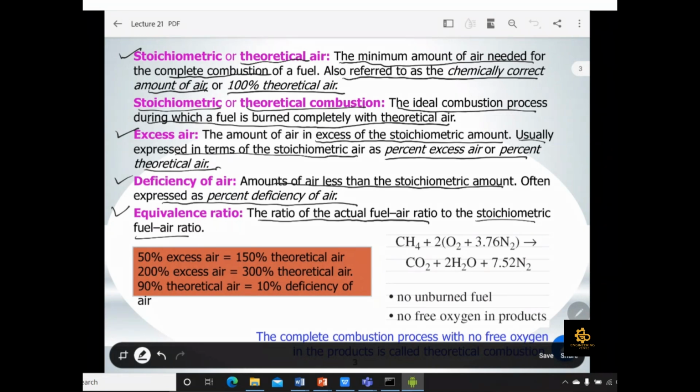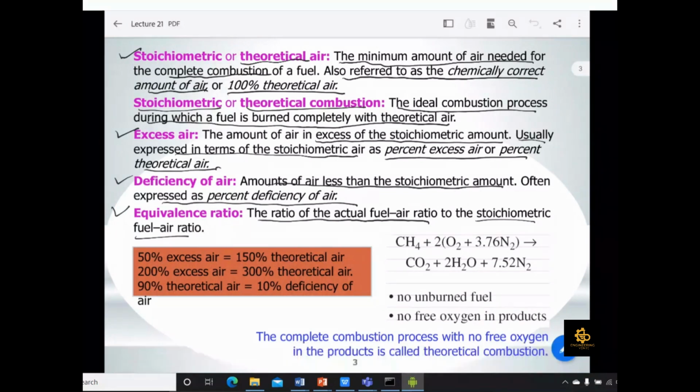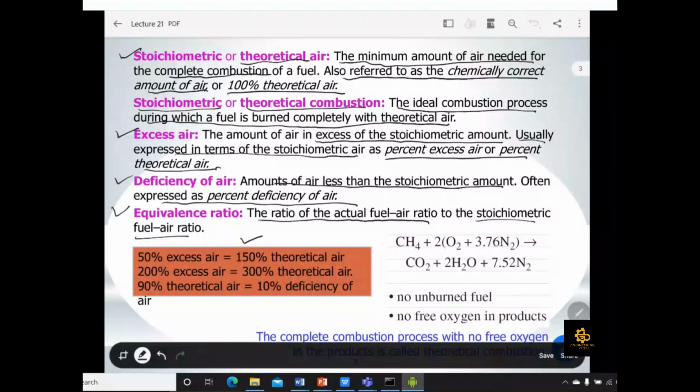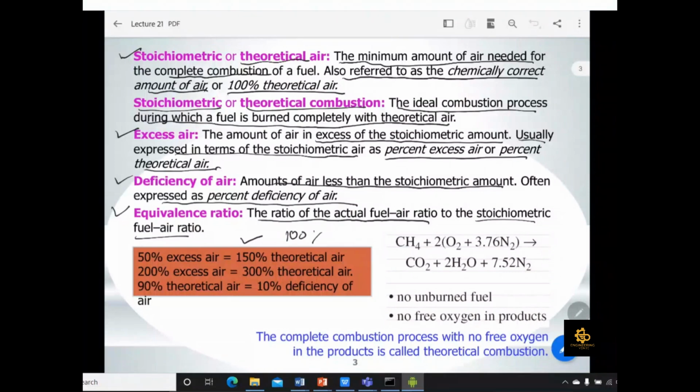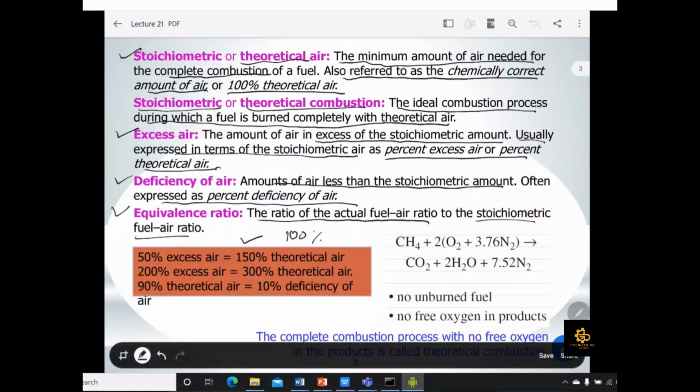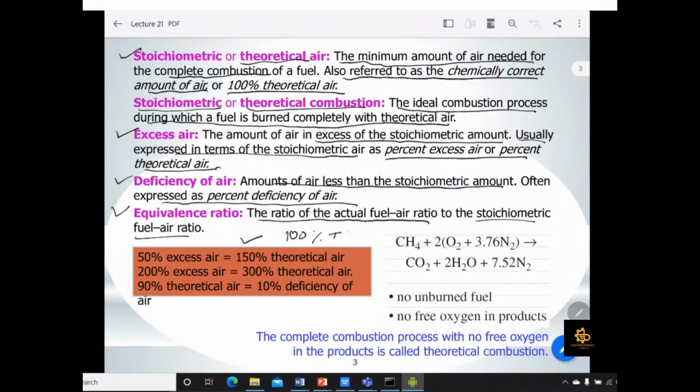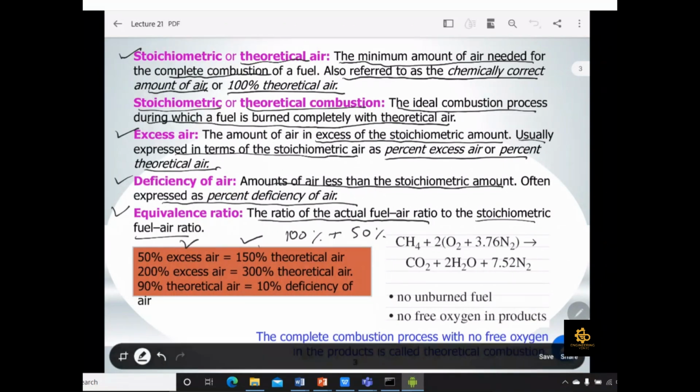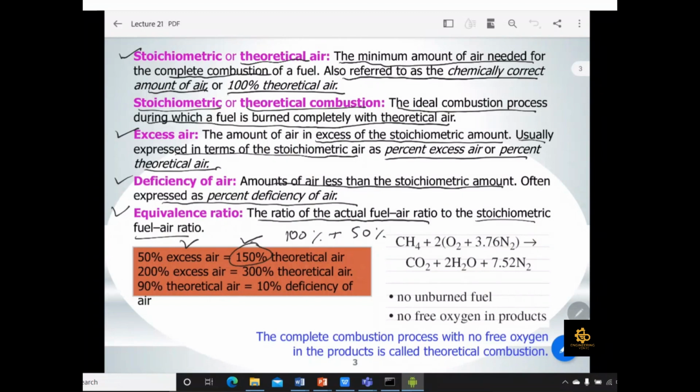For example, if I give you a question and mention that in this combustion the fuel is burned with 50% excess air, the meaning of this is that it contains 150% theoretical air. So 100% is the air required as the minimum amount for the combustion process, and then we are adding 50% to it. We call that 50% excess air, so we have to represent it as 150% theoretical air.